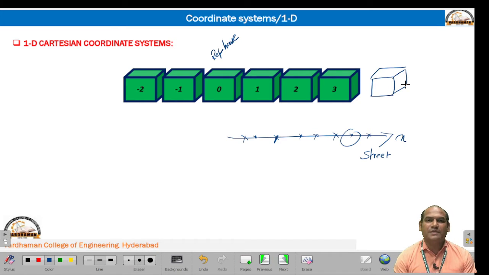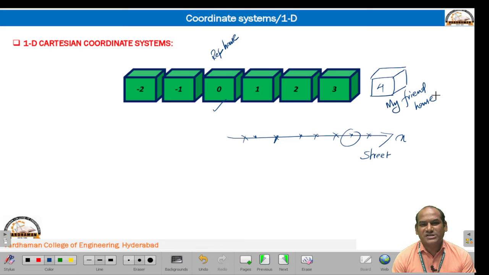A house is nothing but a point here, and all these houses are available in a street. I have taken this particular house as the reference house, and I need to represent now my friend's house. This is my friend's house. How to locate my friend's house, how to tell the address? Specifying the location is nothing but giving the address. All coordinate systems are about giving the addressing for the points in space, or on a surface, or on a line like this.